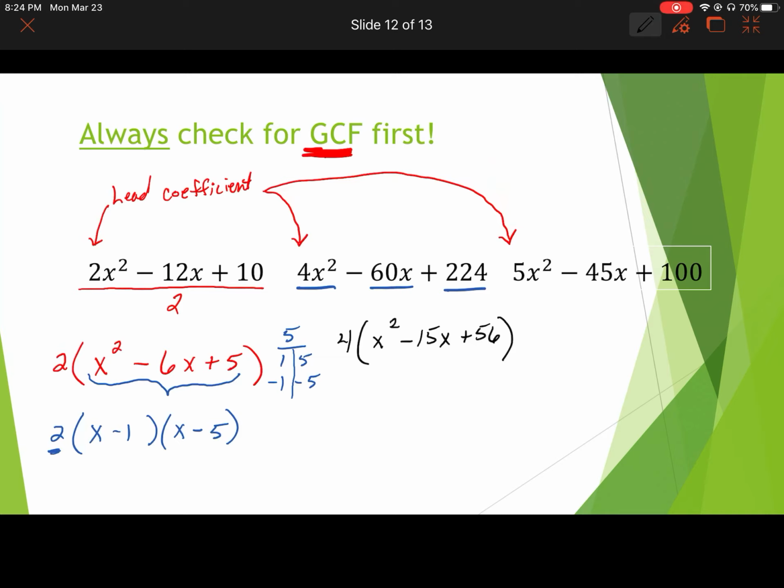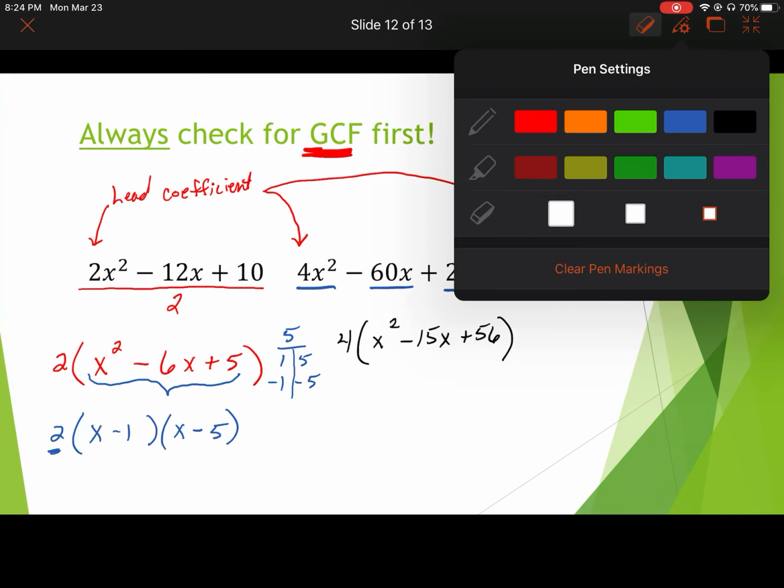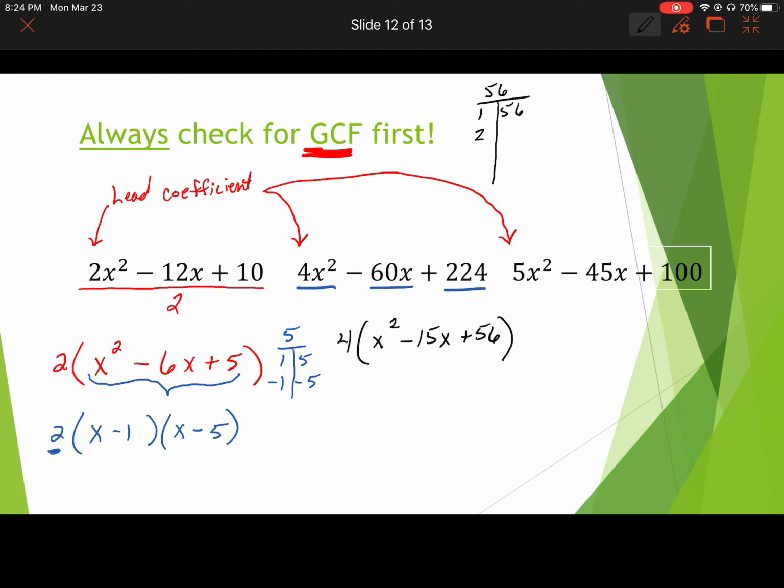So running out of room, so I'm going to do 56 up here. All my factors of 56. There's a bunch of them, right? So we've got 1 and 56, 2 and 28. We got a bunch more. You could list them all out, but what you're really looking for is the ones that add up to negative 15.